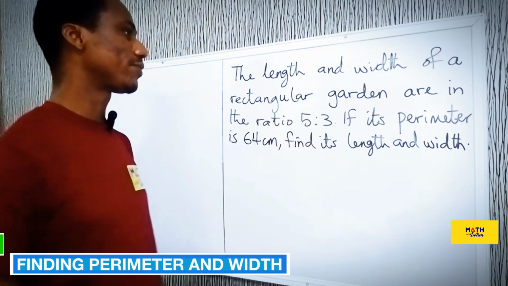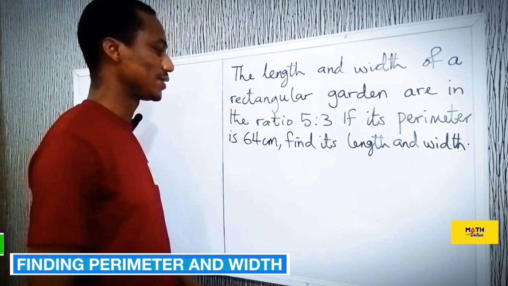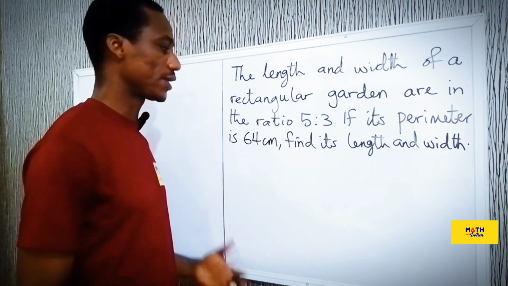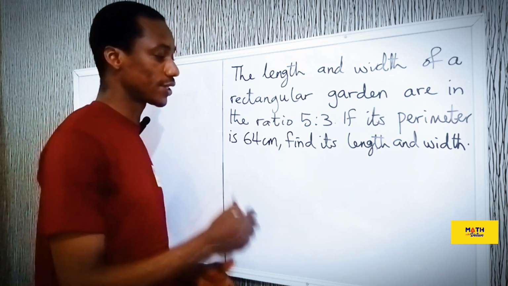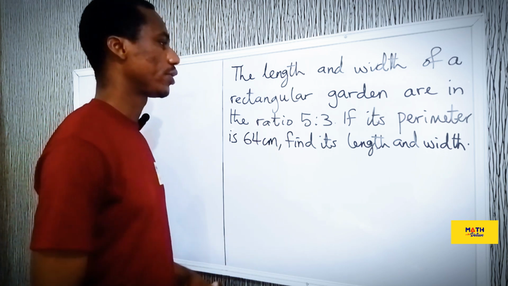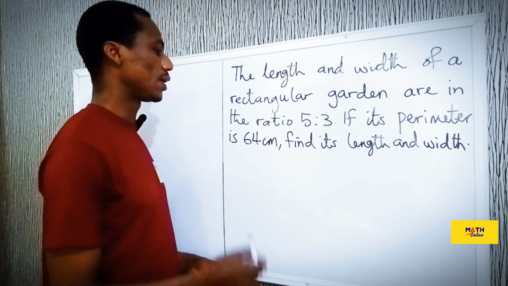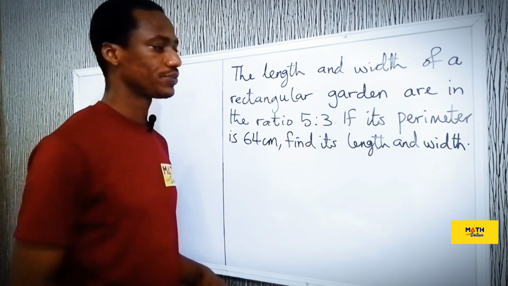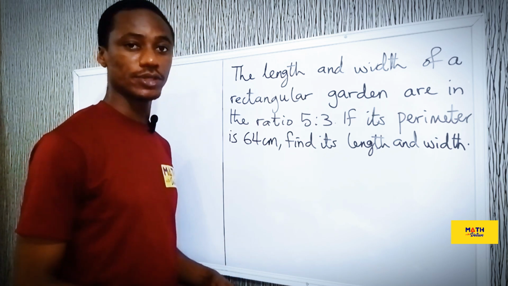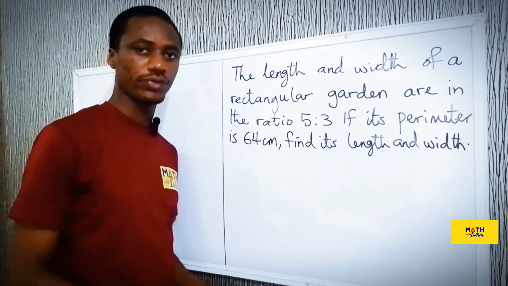The length and width of a rectangular garden are in the ratio 5 to 3. If its perimeter is 64 centimeters, find its length and width. Alright, the length and width of a rectangular garden are in the ratio 5 to 3. If its perimeter is 64 centimeters, find its length and width.